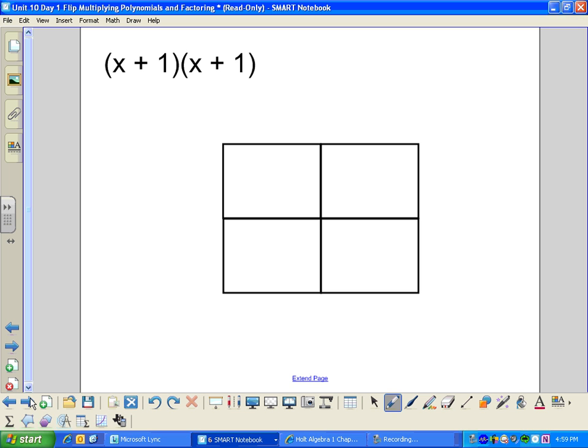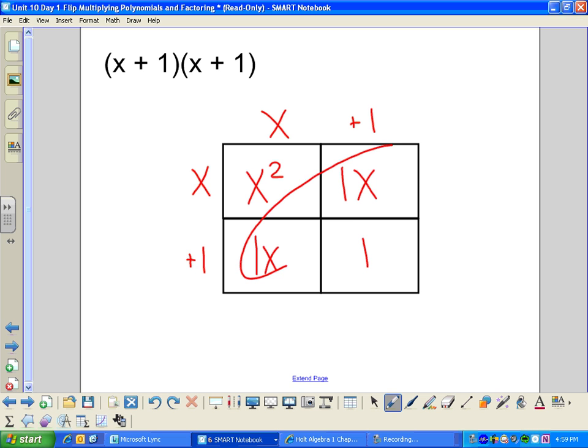You guys want to try this one on your own? Go ahead and try it on your own. Pause me. Come back when you're done. Hopefully, you got x squared. That's 1x. This is 1x. This is 1. So I can combine my x terms. I get x squared plus 2x plus 1.